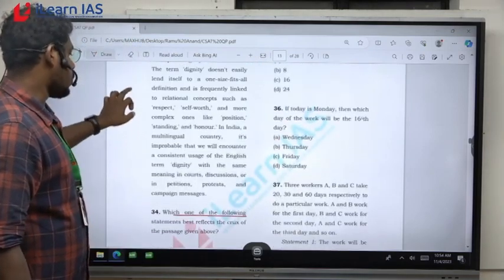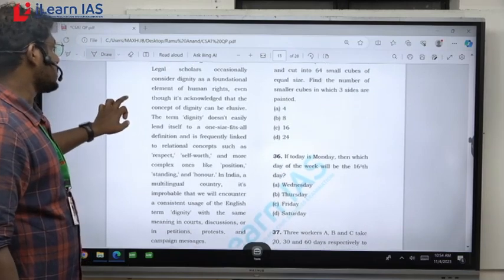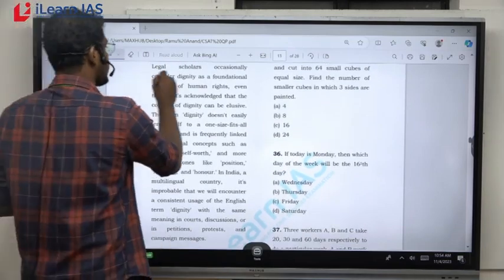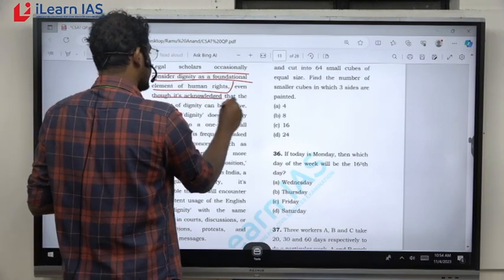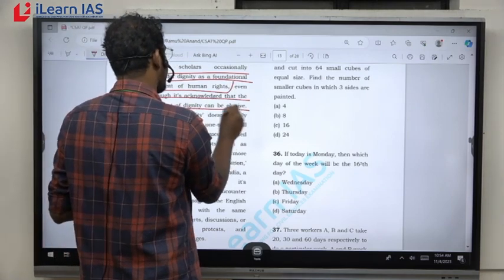Let's have a look at the passage. Legal scholars occasionally consider dignity as a foundational element of human rights, even though it is acknowledged that the concept of dignity can be elusive.